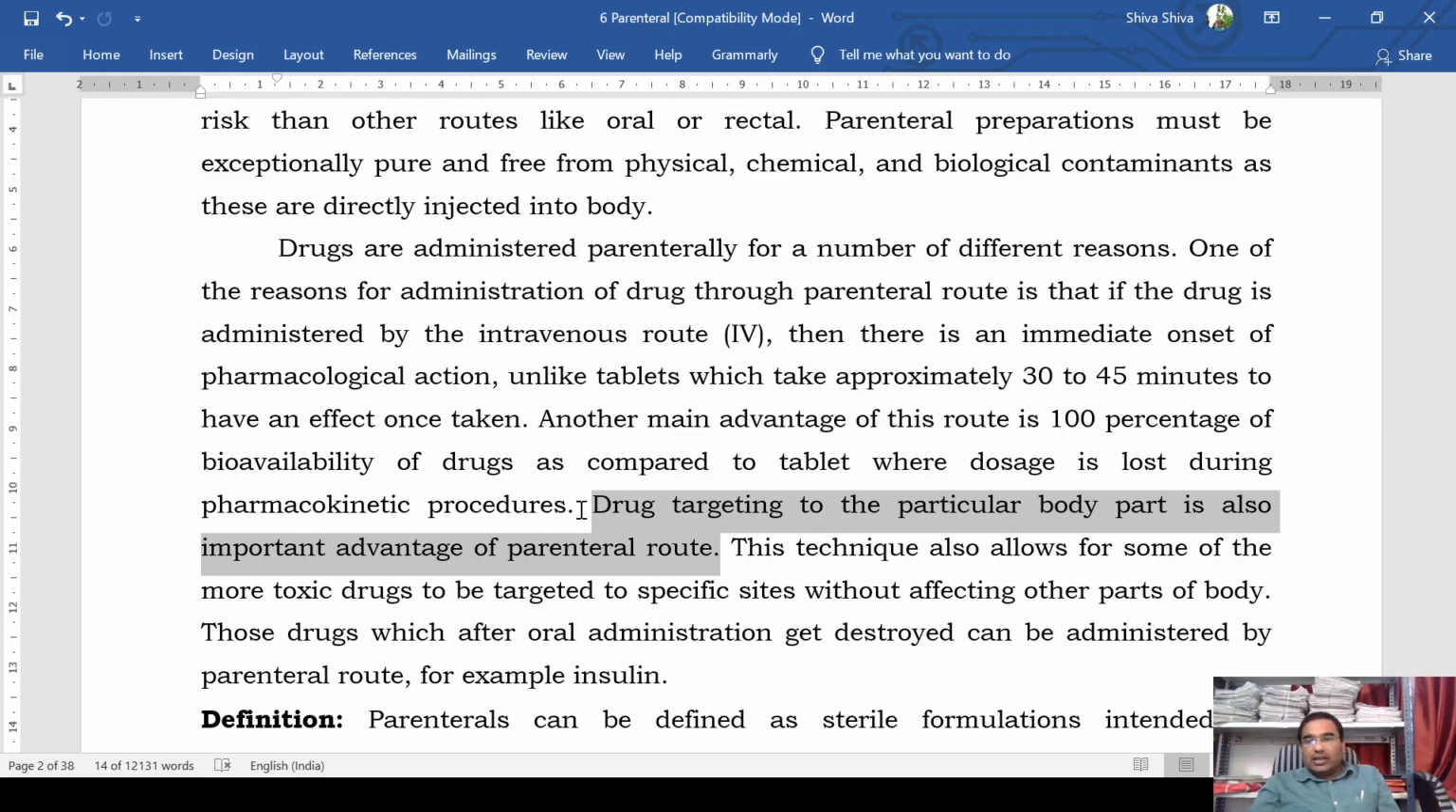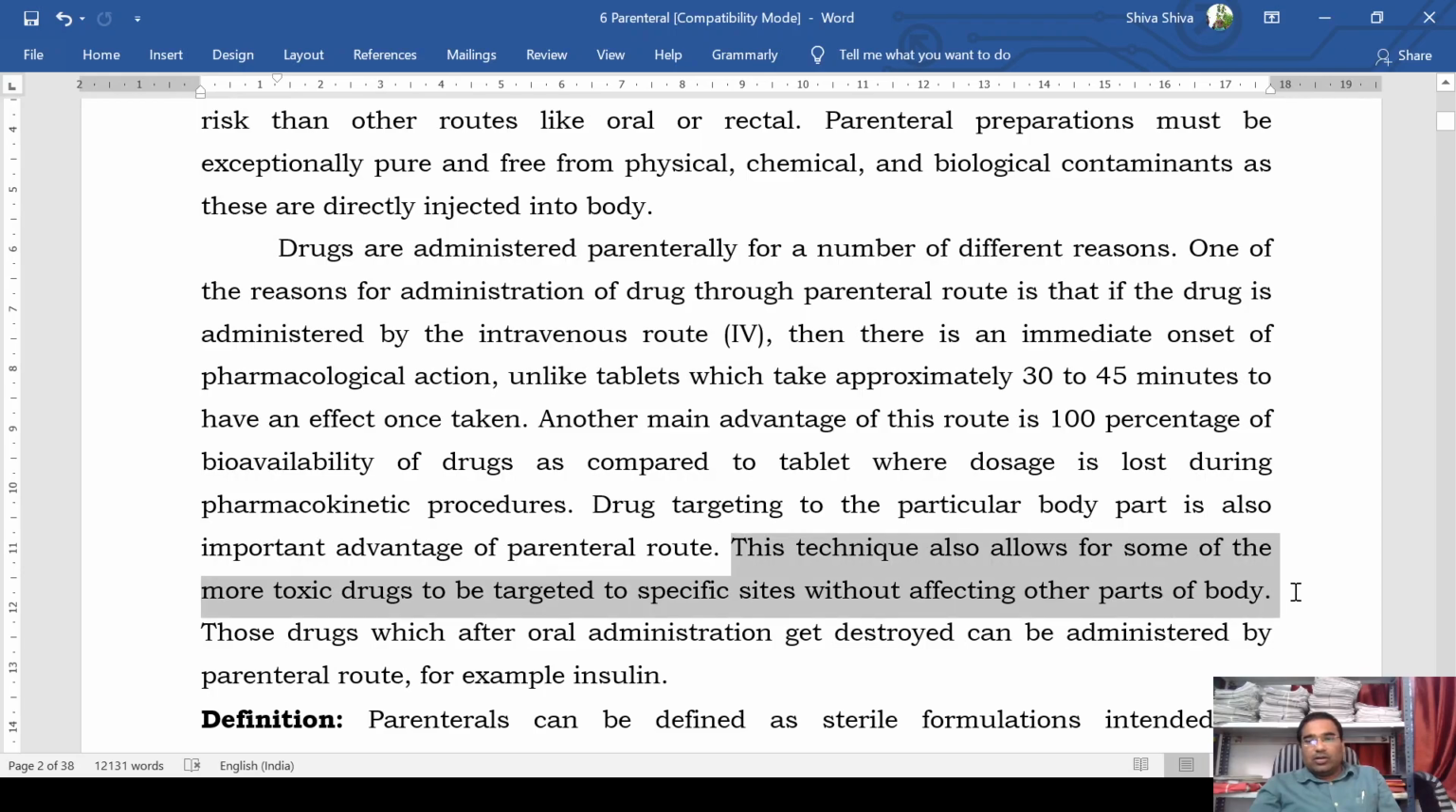Then this technique also allows some of the more toxic drugs to be targeted to the specific site without affecting other parts of the body. So, as I've said, cancer can be treated by using active targeting of the cancerous cells. Many anti-cancer drugs are toxic, so they might affect the other normal cells of our body. So if we do active targeting of these drugs inside the cancerous cell, then normal cells will not get hampered or no toxicity will occur to the normal cells. This is one of the advantages.